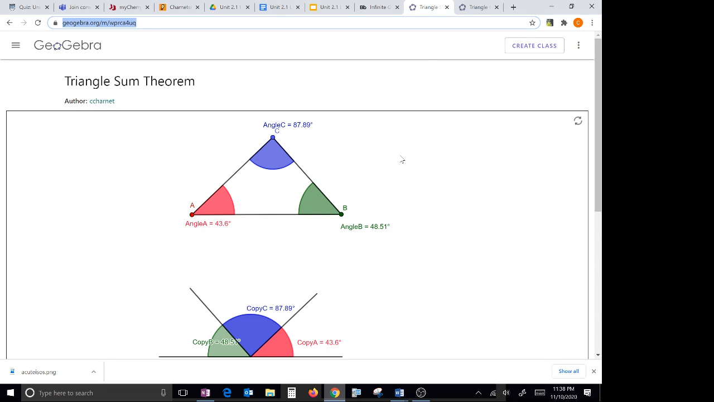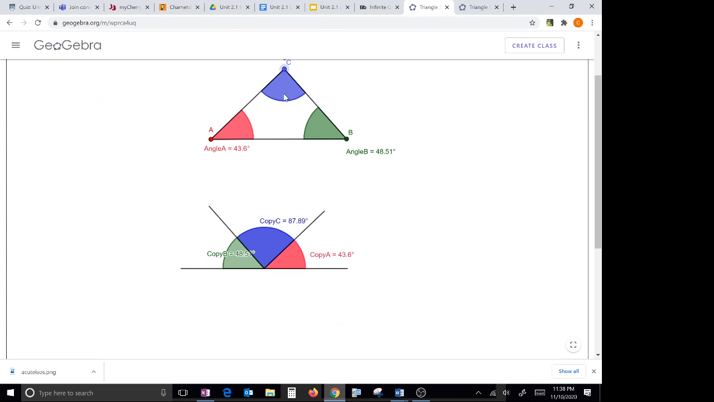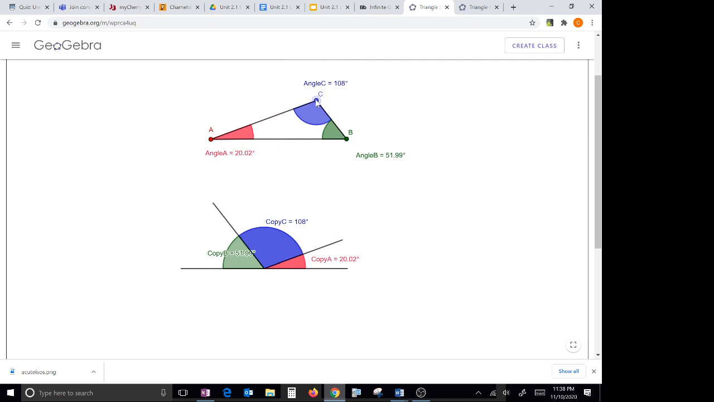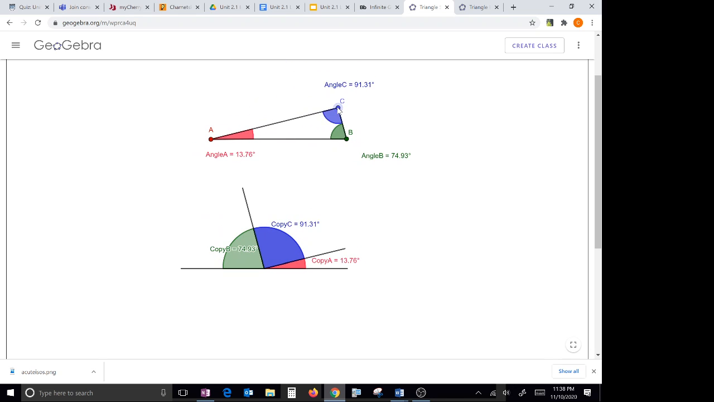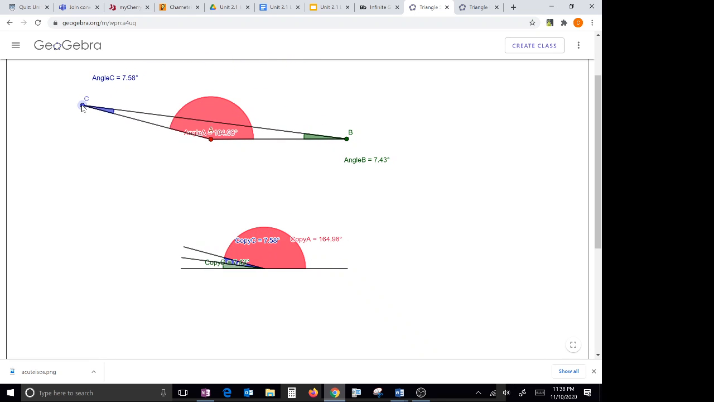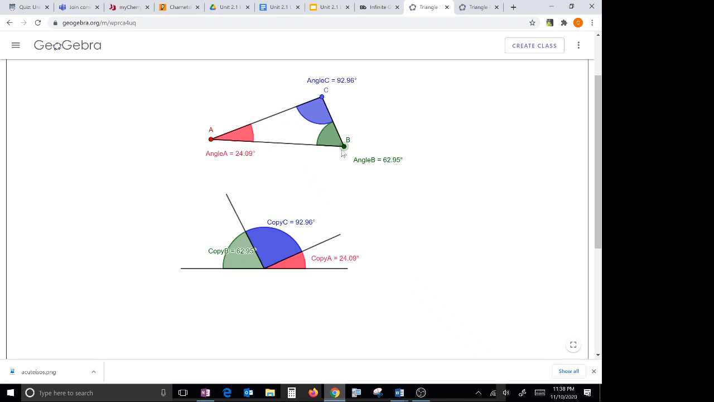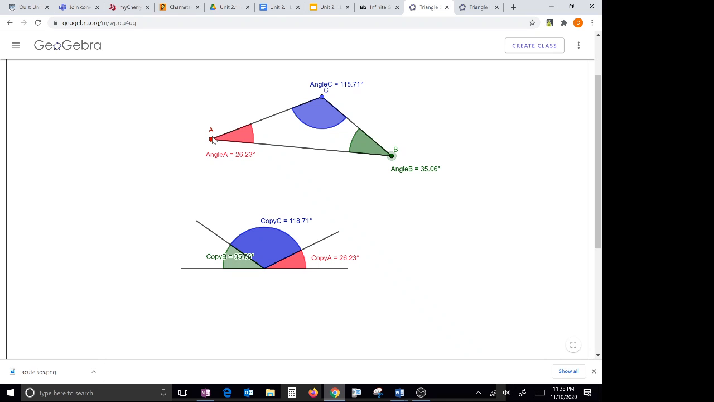And yep, triangle sum here. So here I have a triangle, and what I've done is I've copied all three angles, almost like I cut them out and placed them right next to each other. And what's really cool is, and you can play with this too on the GeoGebra link, no matter what shape my triangle is, you can see that all three angles add together to give us 180 degrees. I can make some smaller, some bigger, but they're always going to add up to be 180.